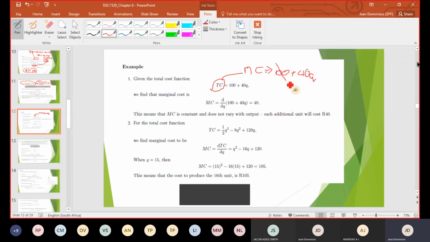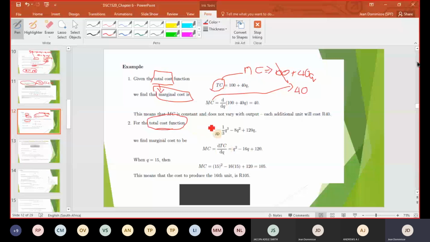So that will disappear. What will happen with the 40Q? That will just become 40. So your marginal cost in this instance is very easy. It is 40. Nothing trying to catch you out. Here they have given you the total cost, and from total cost we can directly go to marginal cost. Okay, so the next one, again, total cost.